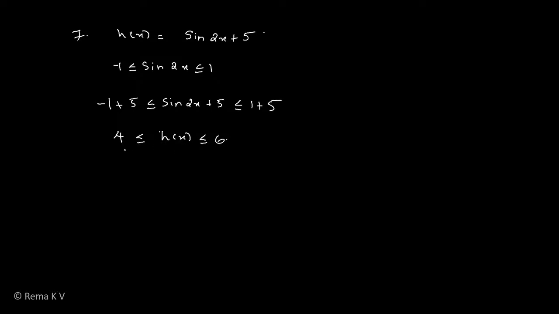If we consider this inequality, then we can say that h of x is greater than or equal to 4. Therefore, the minimum value of the function is 4. And if we consider this inequality, h of x is less than or equal to 6, so the maximum value is 6. So the function sin 2x plus 5 has a minimum value 4 and a maximum value 6.